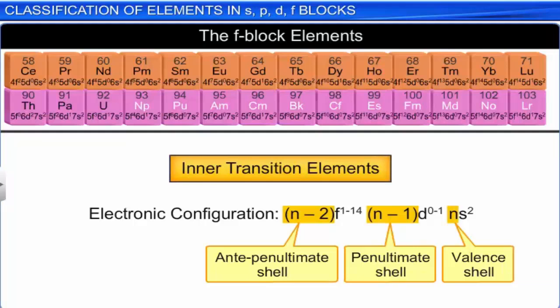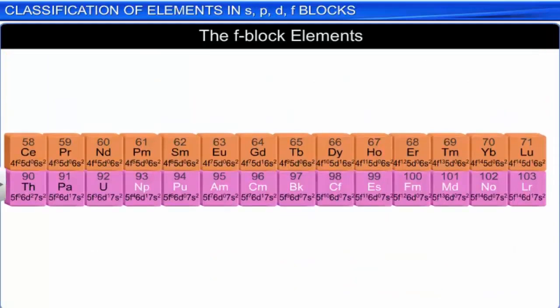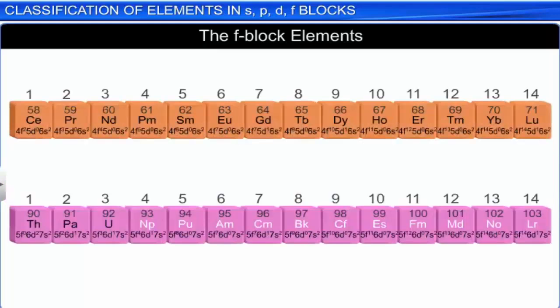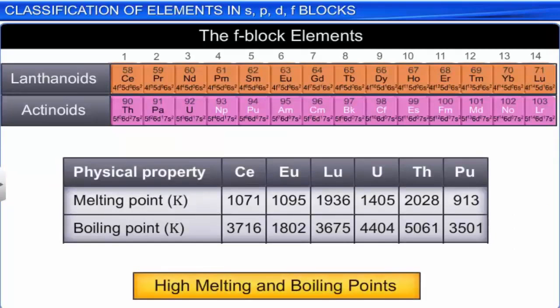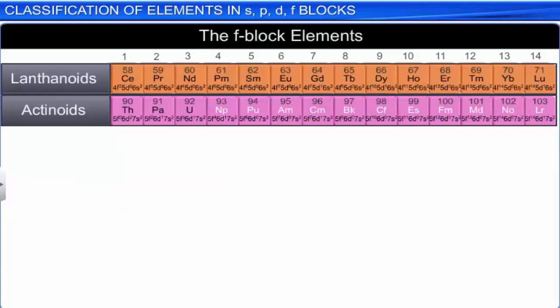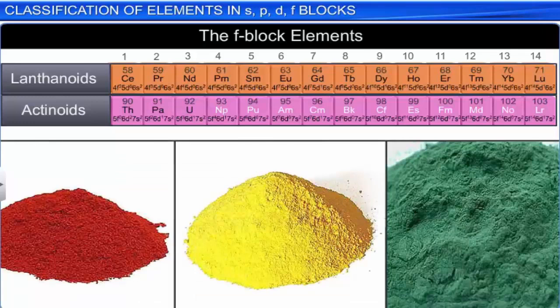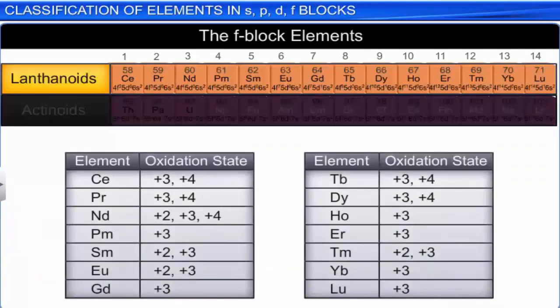There are two series of f-block elements with 14 elements each. The elements in which the differentiating or the last electron enters into the 4f orbitals are called lanthanoids, whereas the elements in which the last electron enters into 5f orbitals are called actinoids. They are all metals with high melting and boiling points. Like transition metals, they too form colored salts and exhibit variable oxidation states, the most common oxidation state being 3+.